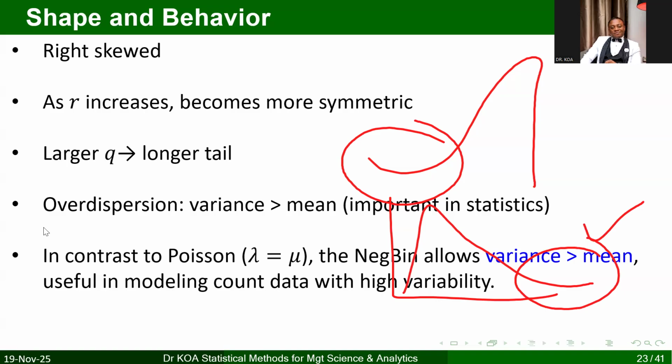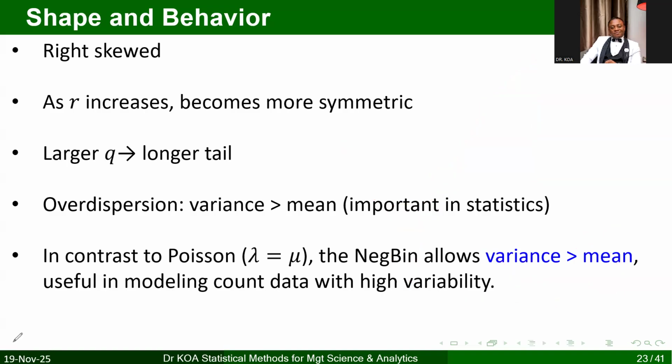So let me just delete. So that's the first characteristic. Second, as the r increases, the whole negative binomial distribution becomes more symmetric. That means we are moving towards normality. Now, do you all remember what the r here is? We've been using it all this while.